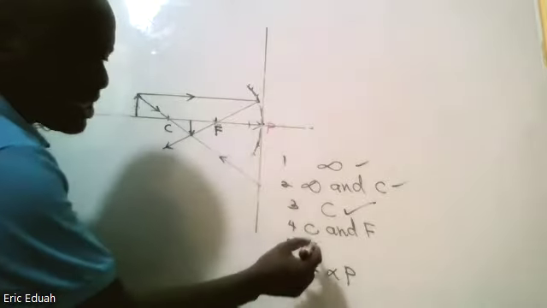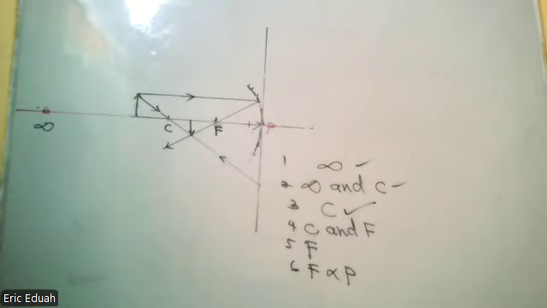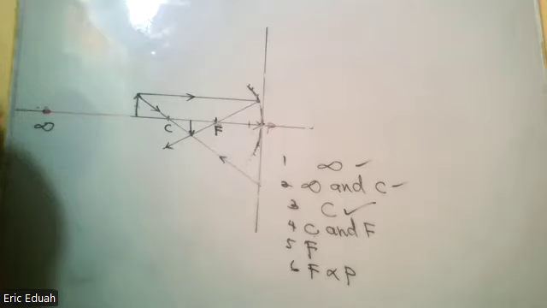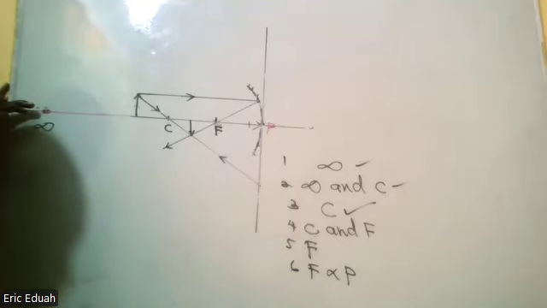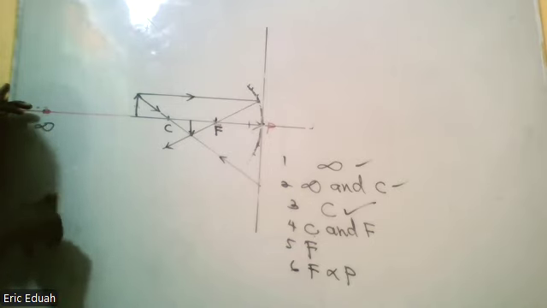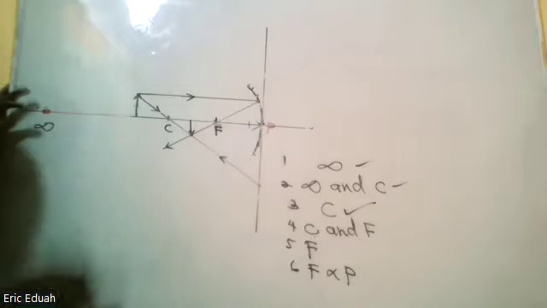Then object is placed between C and F. Image is real. Image is inverted. Image is enlarged or magnified. And lastly, it is formed between C and F. No, it is formed beyond C.